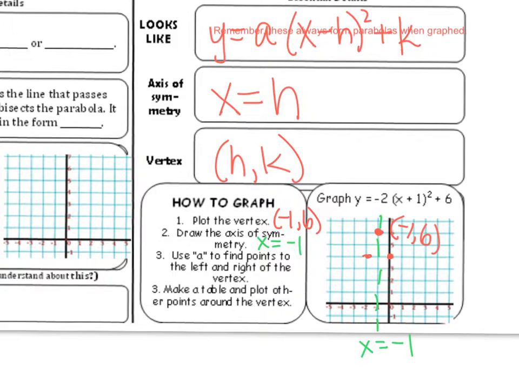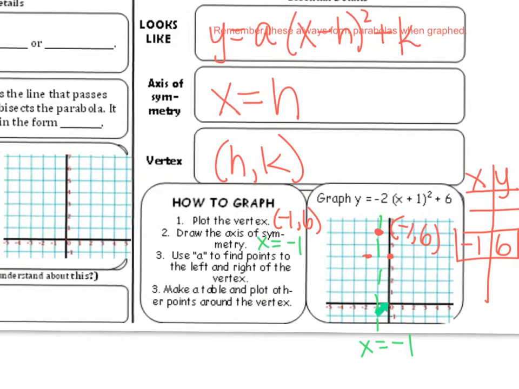Then we're going to make a table. A table is not required for these ones, but it's very helpful. So x, y, and in the very middle of my table goes my vertex, (-1, 6). All right, it says use A to find points to the left and right of the vertex next. I'm reading this right here because here's my how to graph, so I'm just following these steps. Use A to find the points to the left and right of the vertex. I did that right here.